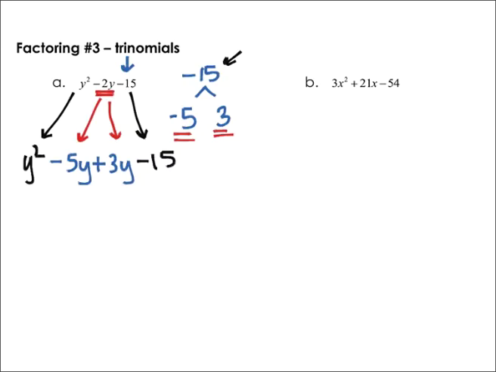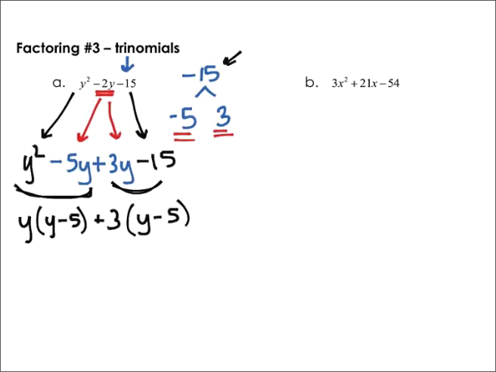Now I just have a factor by grouping type problem. So what I'm going to do is I'm going to look at my first 2 terms, these 2 right here, and look for the GCF, which is a y. And I'm left with y minus 5. My GCF in this next group is a positive 3. If I divide both those by 3, I've got y minus 5. My parentheses match up, and so I'm left with y plus 3, y minus 5.